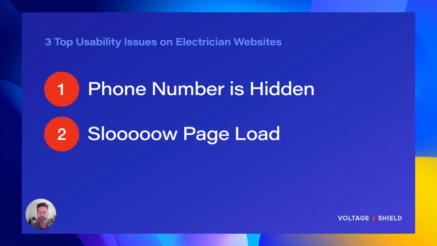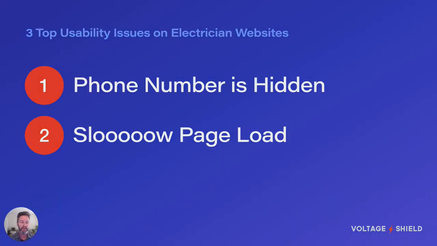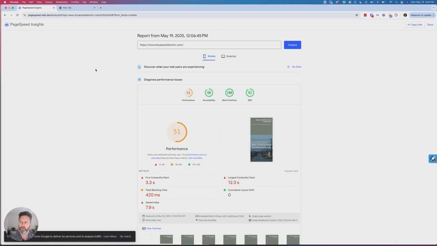The second issue is slow page loads. And consumers hate this. Most people are going to bounce after 6 or 7 seconds of waiting for something to load. And Google really doesn't like this either. So this is going to negatively impact your local rankings if your web page is slow to load. So let's see what that looks like. Here we are in PageSpeed Insights.